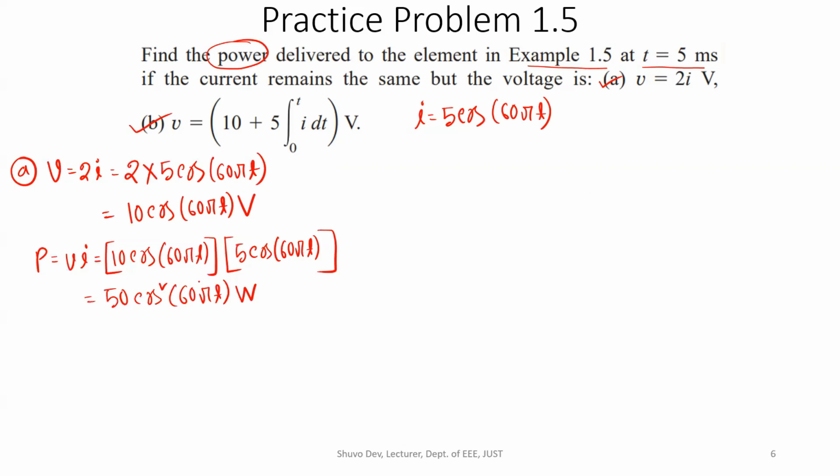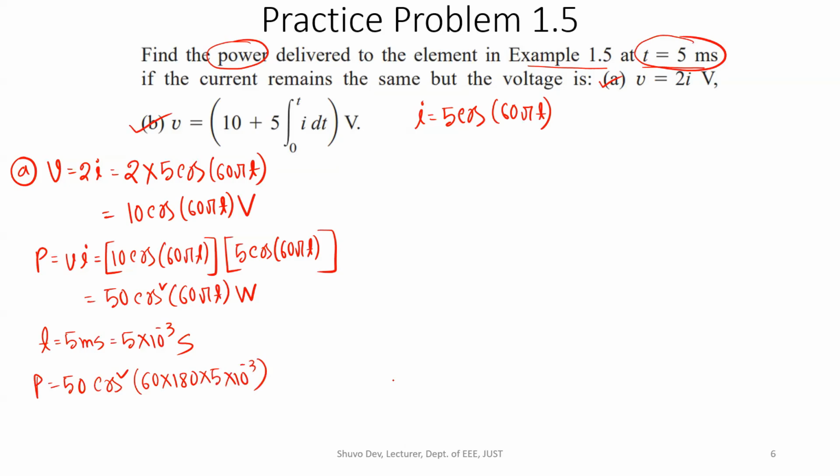Now we have to find this power for t is equal to 5 millisecond. Okay, so t is equal to 5 millisecond. This means 5 into 10 to the power minus 3 second. So power will be P is equal to 50 cos square 60 into 180 into 5 into 10 to the power minus 3. So we find 50 cos square, it will be 0.3 pi, that is 0.3 into 180. Using calculator you find the power is 17.27 watt. So this is the power for voltage V is equal to 2I at time 5 millisecond.